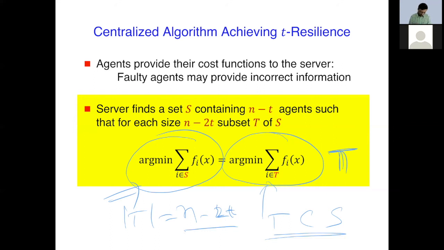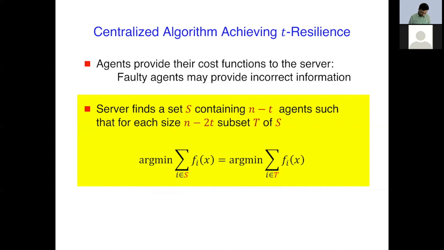If it happens to be equality for all the subsets, then I will output an x hat in this set. On the other hand, if this equality is not true for even one of these sets T, then that S is not the good one. I throw that out and try a different S. There are many such choices for set S. I'm going to just go through them exhaustively until I find one of them. And if the functions satisfy 2t redundancy, then such a set S necessarily exists.